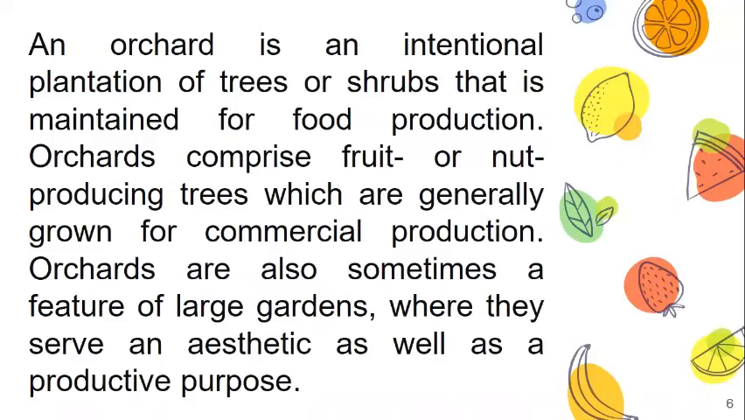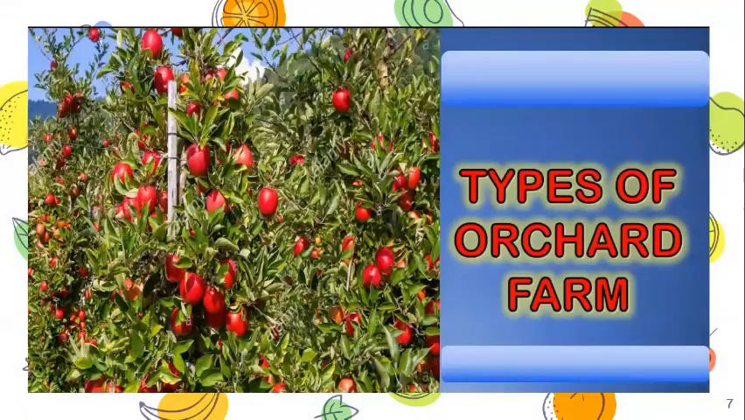An orchard is an intentional plantation of trees or shrubs that is maintained for food production. Orchards comprise fruit or nut producing trees which are generally grown for commercial production. Orchards are also sometimes a feature of large gardens, where they serve an aesthetic as well as a productive purpose. So we have here the types of orchard farm.